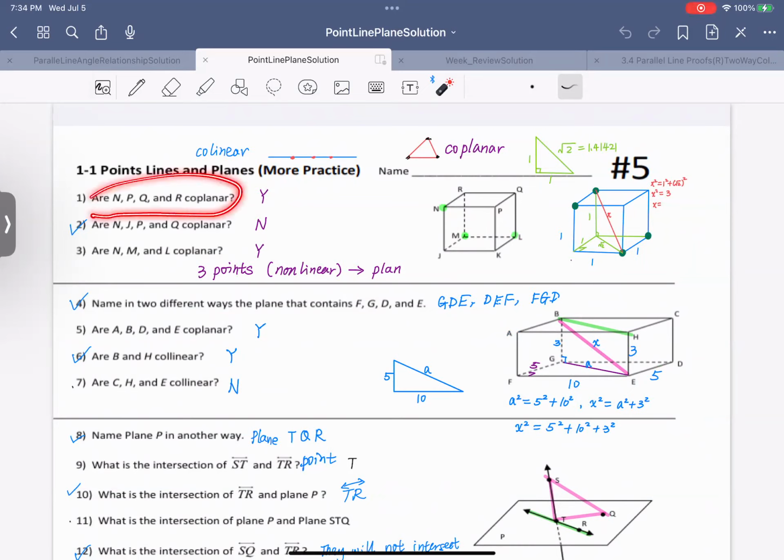Let's see here. If you have 3 points on the same line, this is called collinear. This is time for you to write down these important notes. If you have 3 points that are not on the same line, you connect them with a triangle. This is called coplanar. Collinear, coplanar.